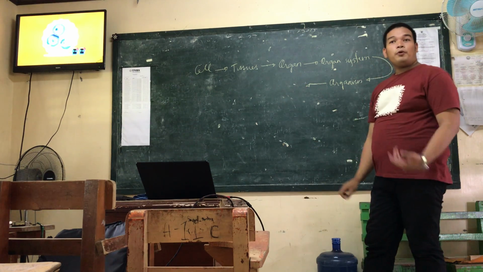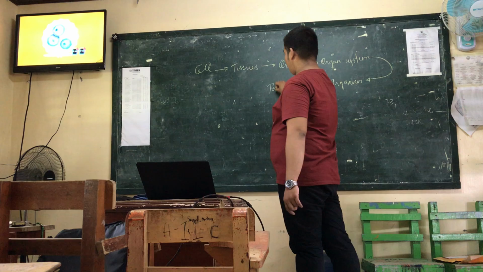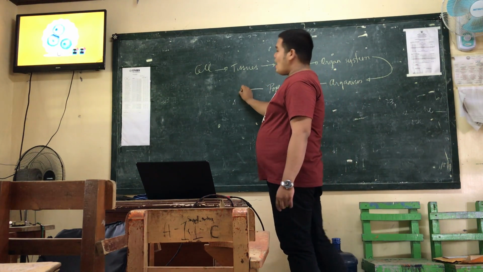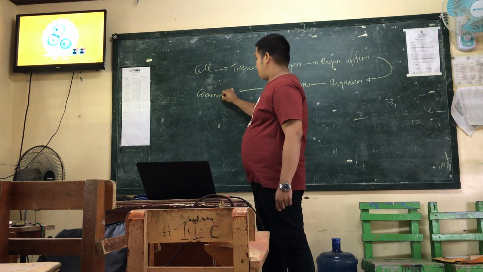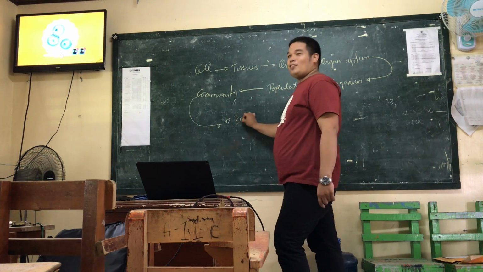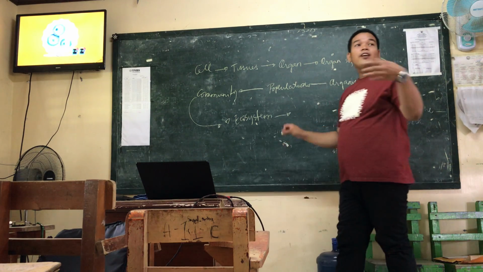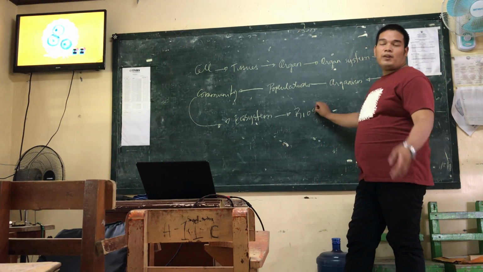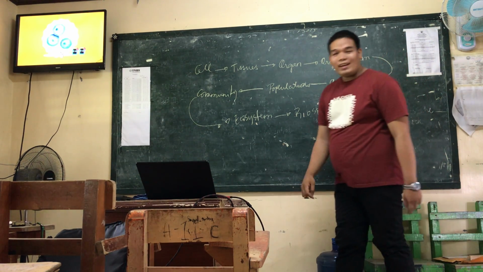And a group of organisms can create a population. A population will consist of different communities. And the community will create an ecosystem. An ecosystem will create a biosphere. So when we say biosphere, it consists of all of the living organisms on our planet.